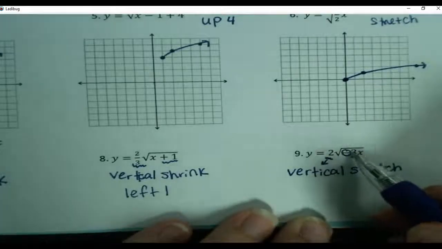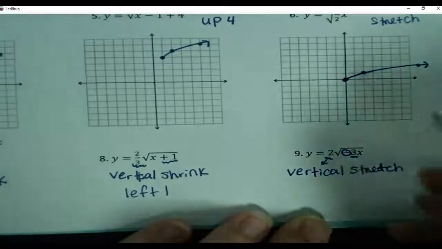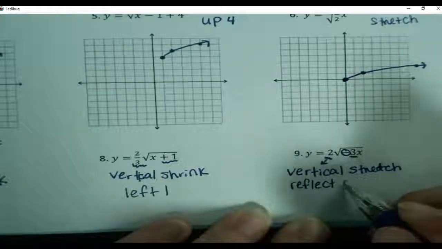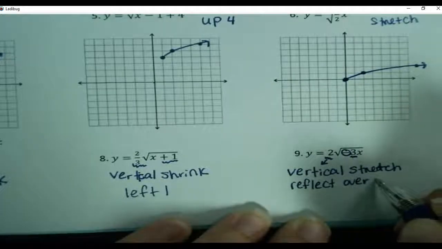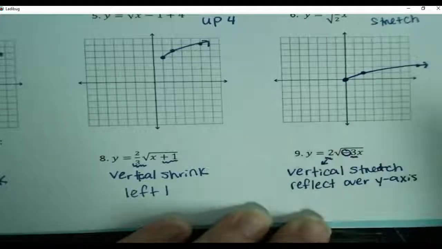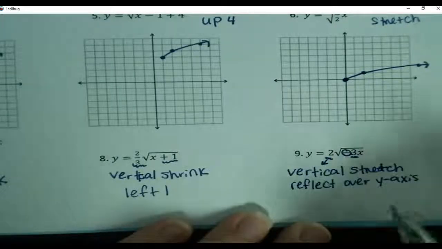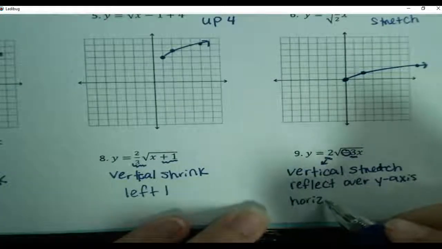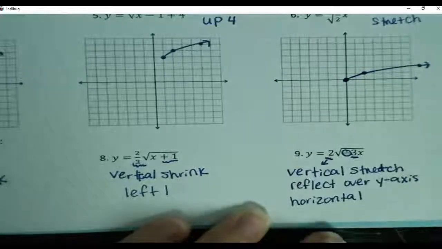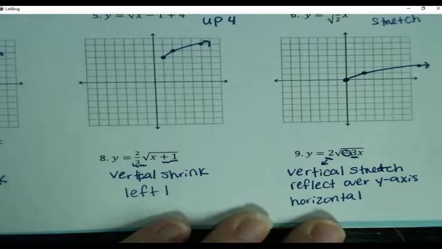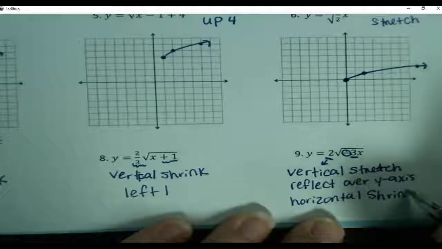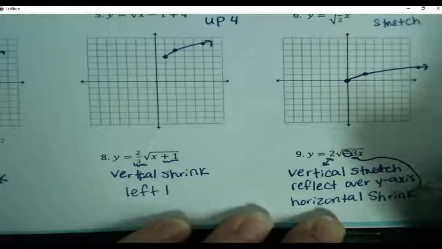Okay, how about that negative inside? What does that negative inside do? Good. Reflect over the y. And then the last thing, how about that 3? It's inside, so it's going to be horizontal. But stretch or shrink? Well, is 3 greater than 1 or less than 1? Good. It's greater than 1, so it's going to be a shrink. Good. And that's that 3.